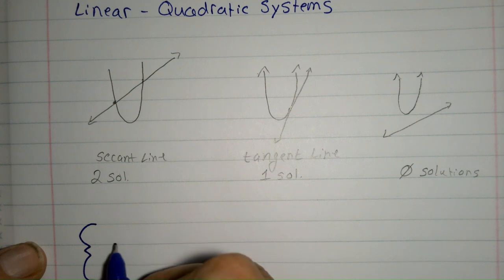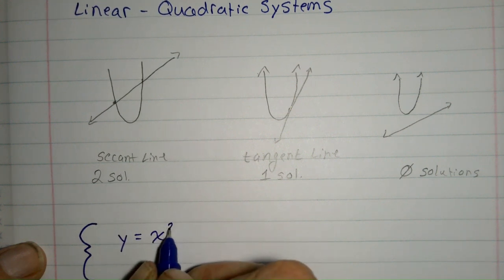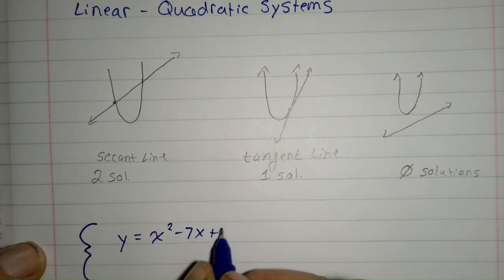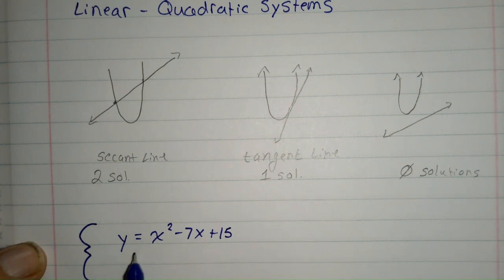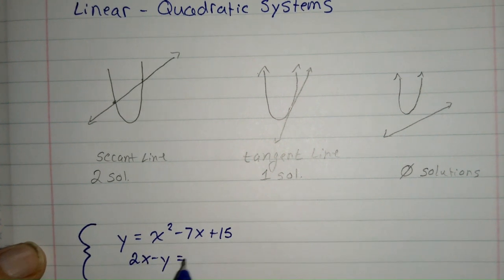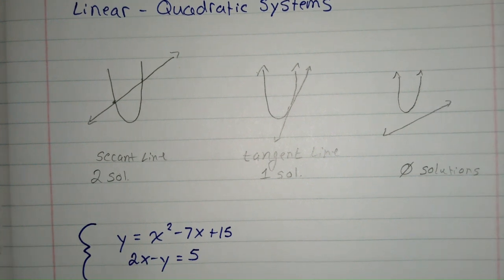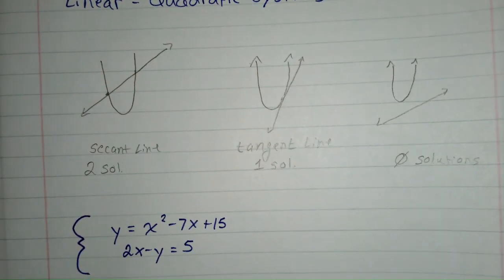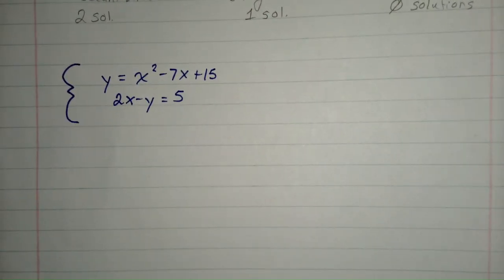So our first example is going to be y equals x squared minus 7x plus 15 and 2x minus y equals 5. You could graph it and go ahead and find out whether you're in a 2 solutions, 1 solution, or no solution, but the big idea here is going to be able to utilize the algebra to solve this. So there's a couple ways I could approach this.